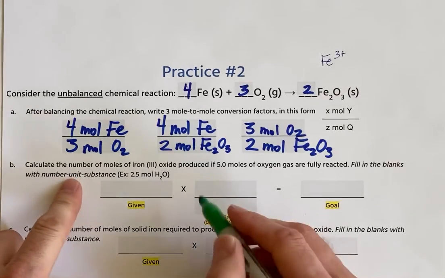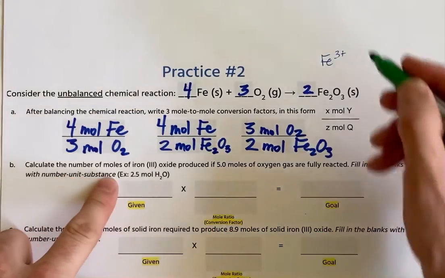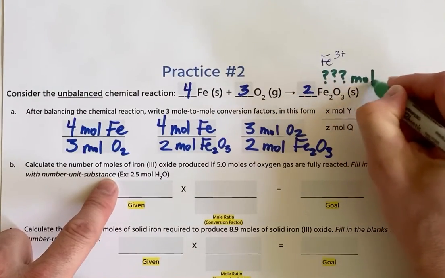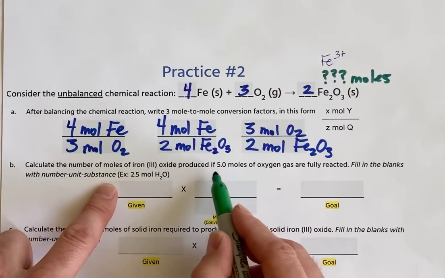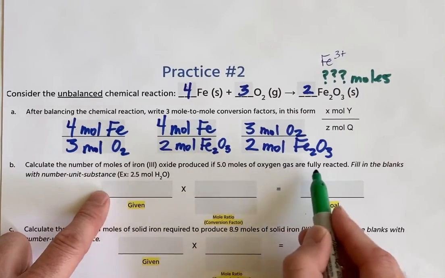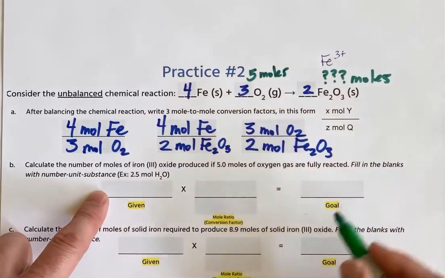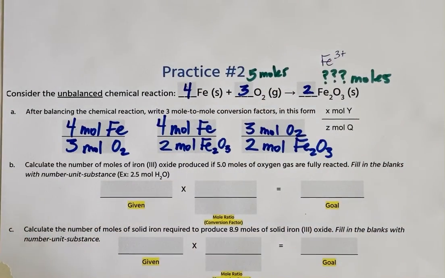3 oxide produced. So we want to know how many moles of this is produced. How many moles, if 5 moles of oxygen gas are fully reacted. Okay, so let's do this.